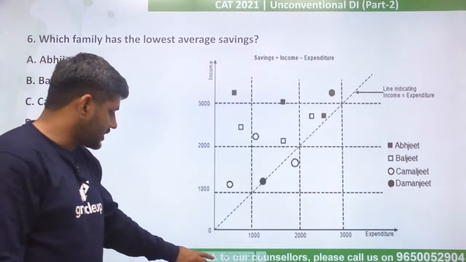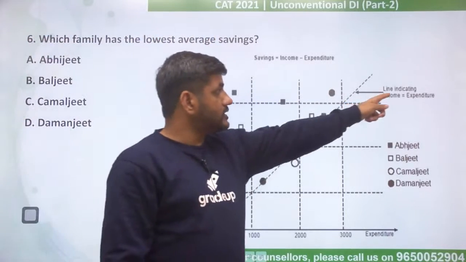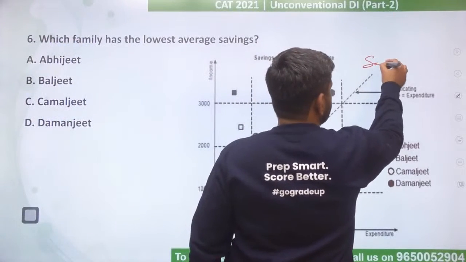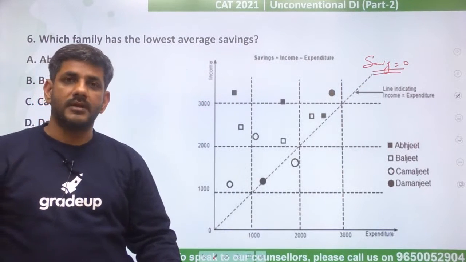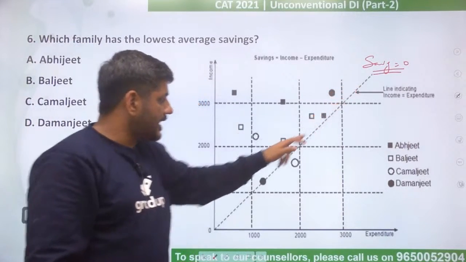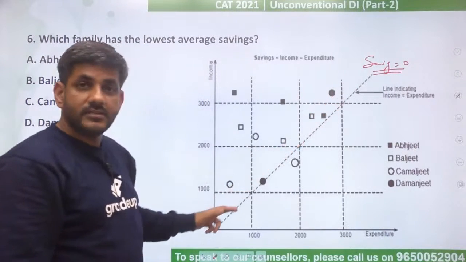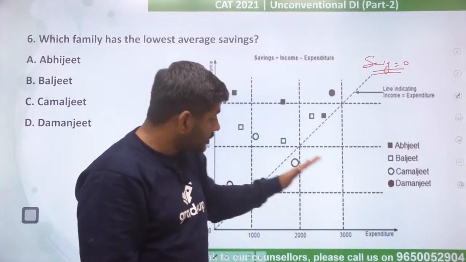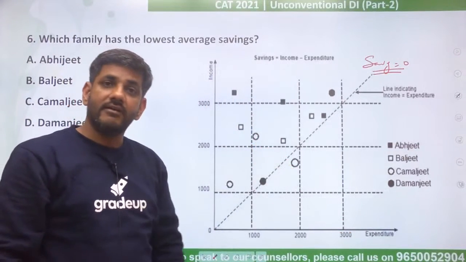Let us find out what is the correct answer for this question: lowest average saving. This line is given to you which says income equals expenditure. That means saving is zero on this line. When income is equal to expenditure, the saving is zero, right? Muskan is also saying C. So on this line, the saving becomes zero. If saving is zero on this line, then the people who are below this line are those for whom expenditure is more and income is less. Their saving is negative.